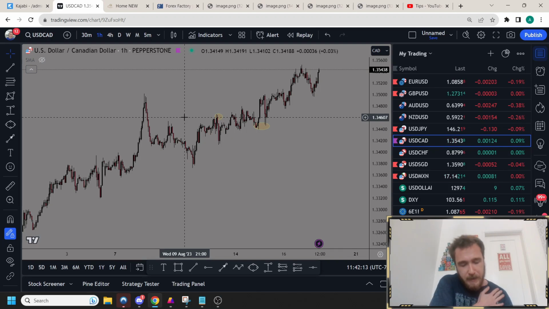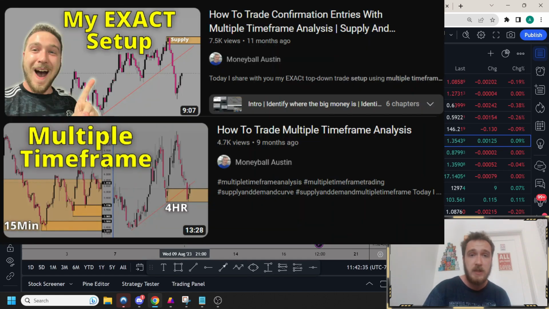So this one time frame trade setup was created by traders in the Moneyball trading program that came to me complaining about how they have these really good trade setups on their entry time frame, but they can't take it because it's not located inside a higher time frame supply or demand zone. That's called the multiple time frame analysis setup. I will have links below as well to that exact video so that you can go off and trade that.